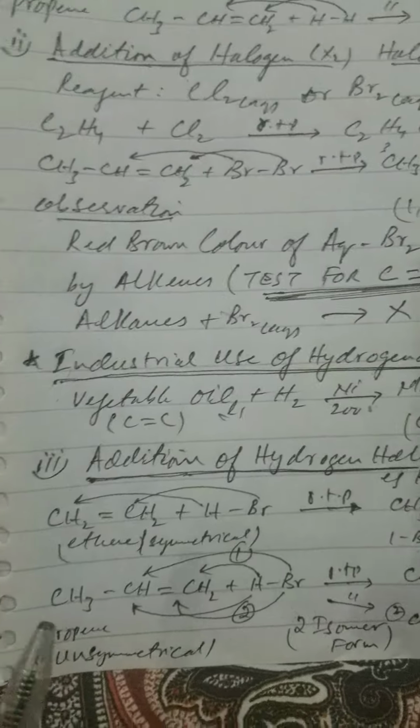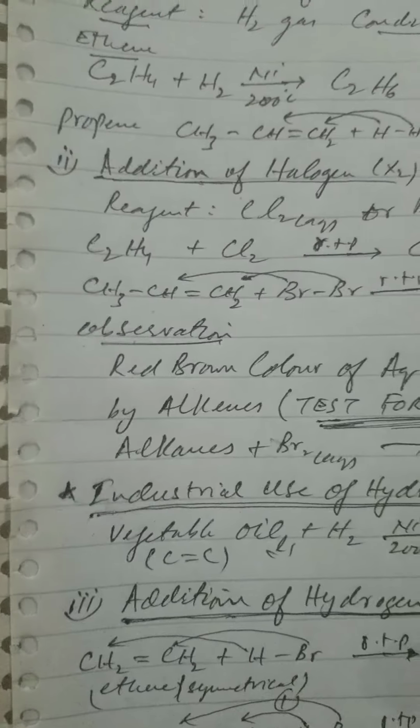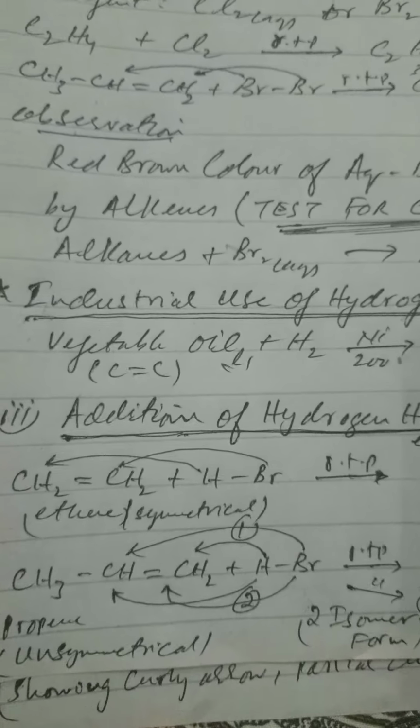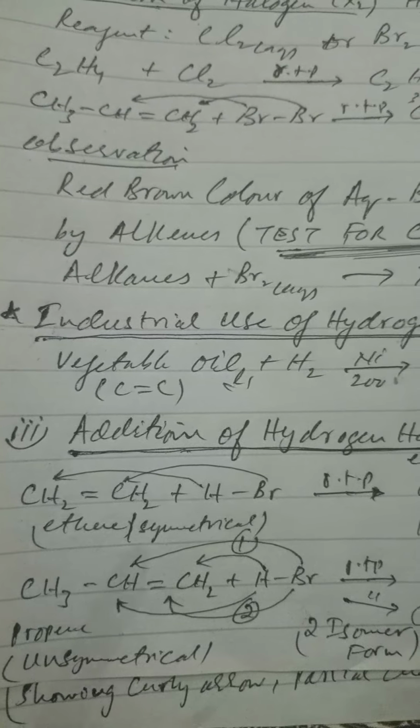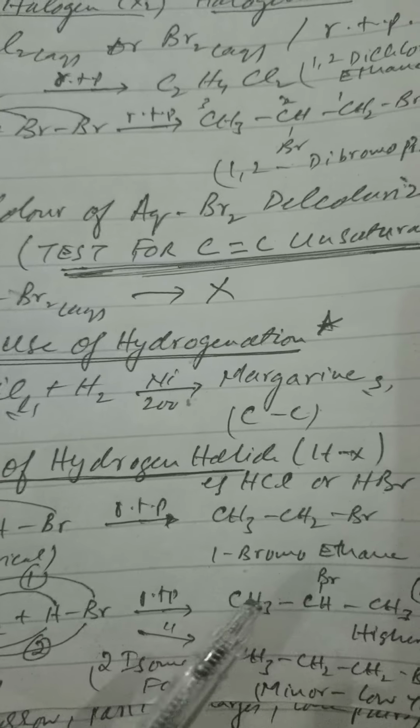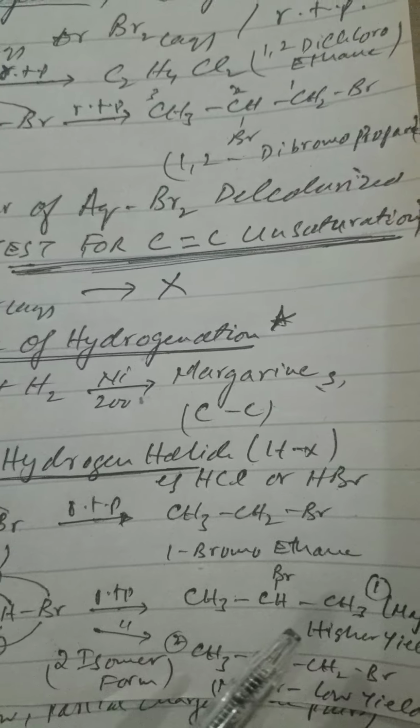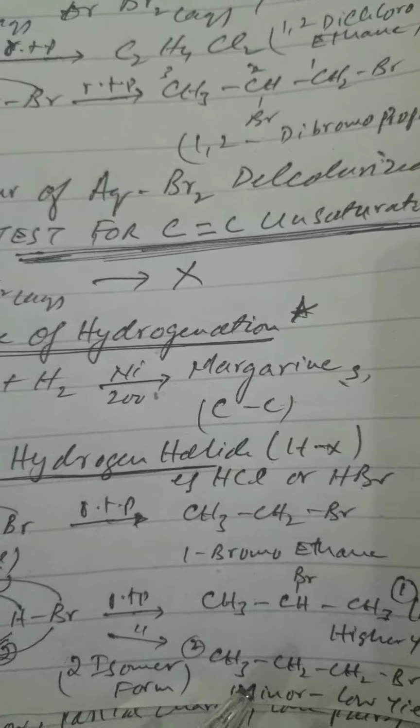But in the case of propene, which is called an unsymmetrical alkene, it is going to form two isomers, which are 1-bromopropane and 2-bromopropane. 2-bromopropane will be the major product, which is in higher yield, and 1-bromopropane will be in low yield. It is called the minor product.